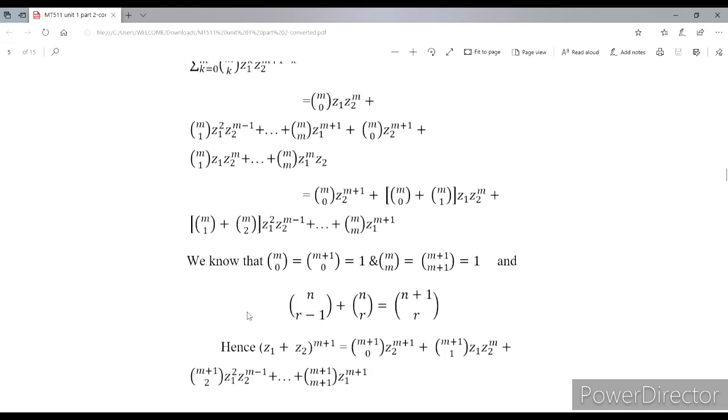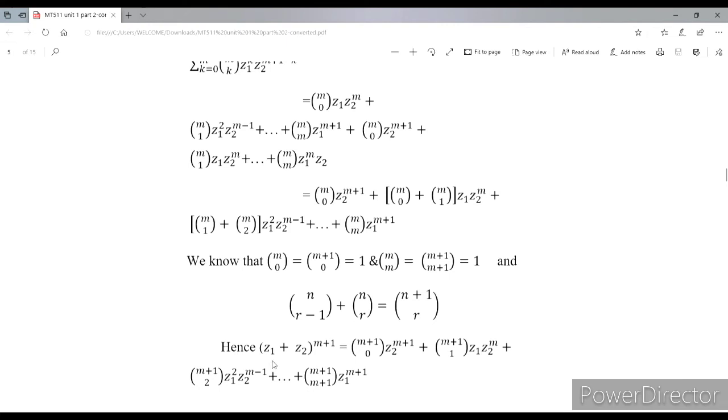We know that mC0 equals m+1 C0, equal to 1. That is, for any n we know nC0 is 1, and similarly nCn is also 1. Therefore mCm is the same as m+1 C m+1. We can rewrite it. And another one we know: nC(r-1) + nCr equals n+1 Cr.